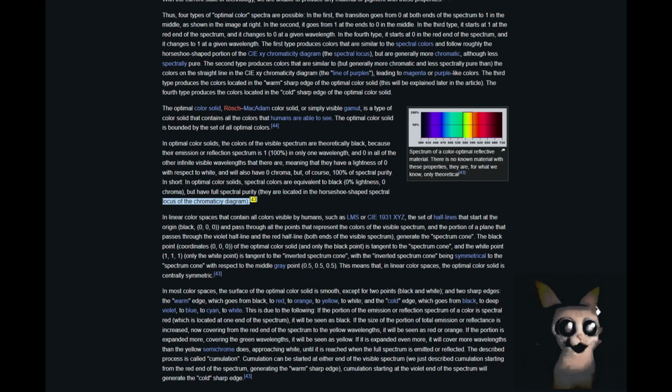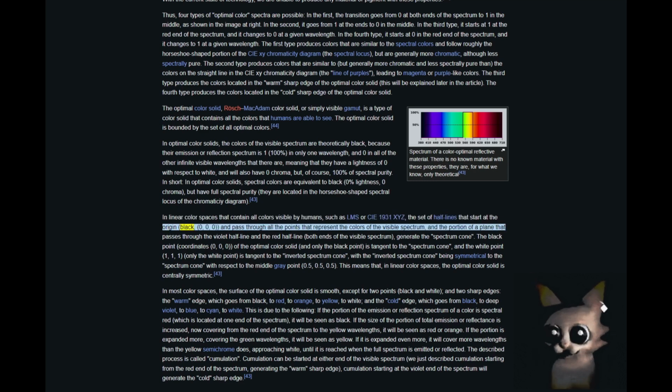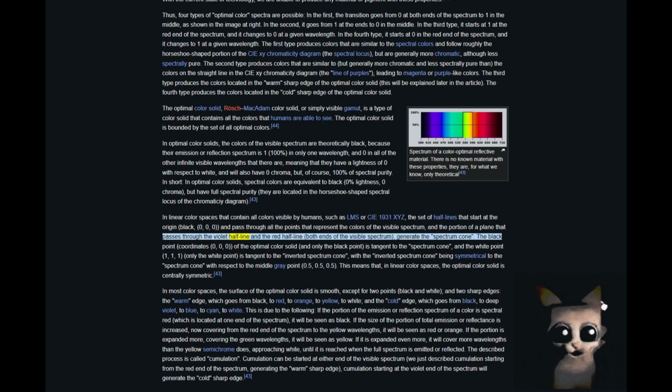43. In linear color spaces that contain all colors visible by humans, such as LMS or CIE 1931 XYZ, the set of half-lines that start at the origin, black, 0, 0, 0, and pass through all the points that represent the colors of the visible spectrum, and the portion of a plane that passes through the violet half-line and the red half-line, both ends of the visible spectrum, generate the spectrum cone.